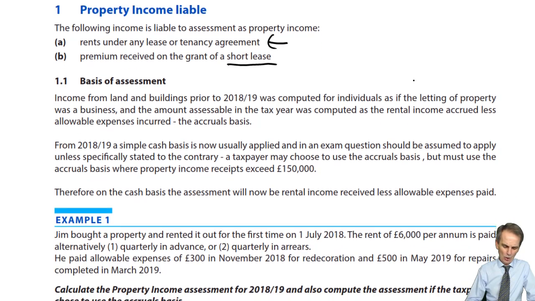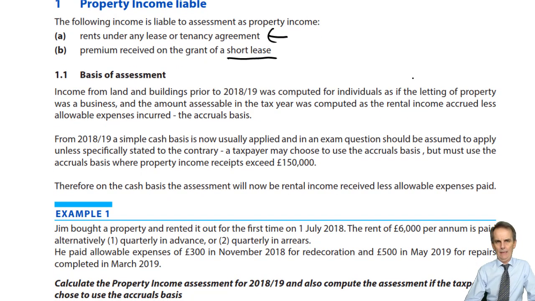But by far the more obvious one is rental income. And it may be the only one indeed. In the vast majority of questions, they do not include those premiums on the granting of short leases. But you'll certainly have to deal with rental income, especially as for the 18/19 tax year, the basis of assessment has changed. Now it's been simplified.